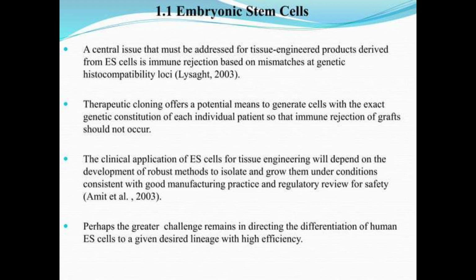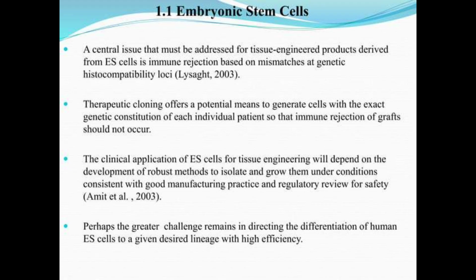The central issue associated with tissue engineering products derived from embryonic stem cells is immune rejection, based on mismatch of the genetic histocompatibility loci present on them. Therapeutic cloning offers a potential means to generate cells with the exact genetic constitution of the individual patient. Normally, in order to avoid the rejection reaction, we take up the autologous cells, that is autogenic cells. Autologous cells mean the cells derived from the same patient itself, which are differentiated and injected into the patient for the treatment procedure.